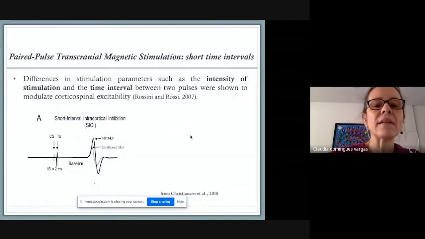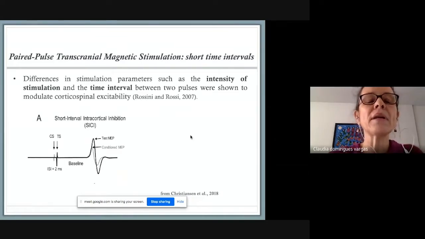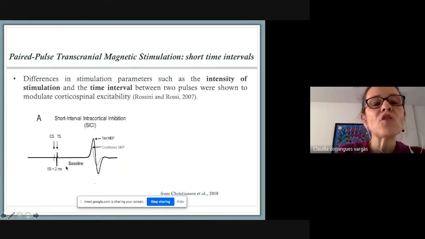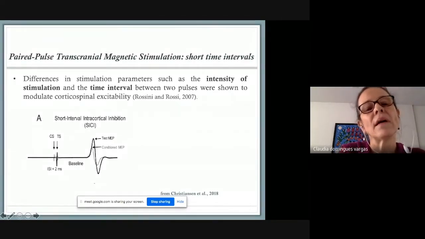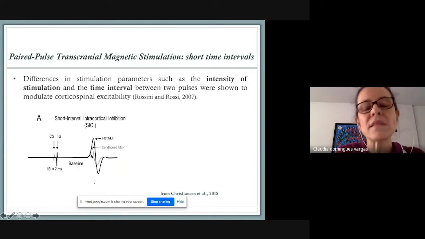In recent years, there has been a lot of research employing a paradigm called paired-pulse transcranial magnetic stimulation, which consists basically in applying two pulses in sequence with a very short time interval. It has been shown that if you apply a conditioning pulse with a lower intensity, followed by a test pulse, you have a modulation of the MEP response associated with this conditioning stimulation. If the time interval between the two stimuli is around two milliseconds, we observe an inhibition of the conditioned MEP. This is a well-established and very well studied phenomenon.